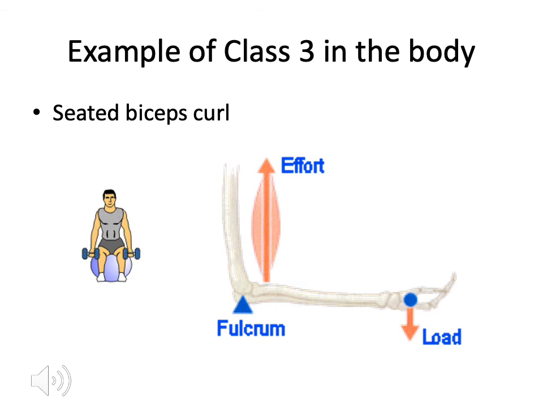There are lots and lots of other examples in the body. So, for example, hip flexion, where we are lifting the leg up in front of the body. In this situation, the load is the entire weight of the leg. The effort is being applied by the hip flexors inserted on the femur, and the fulcrum would be the ball and socket joint at the hip.